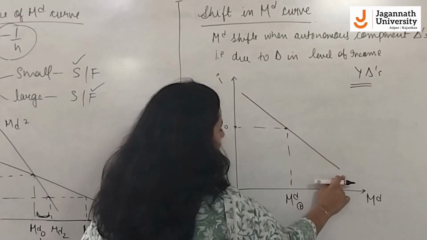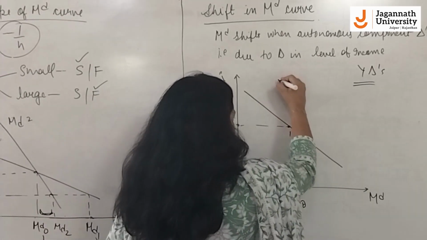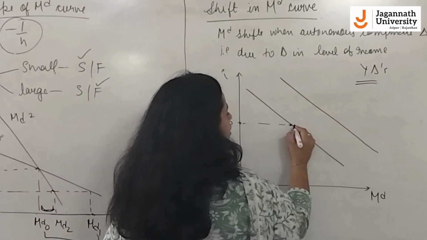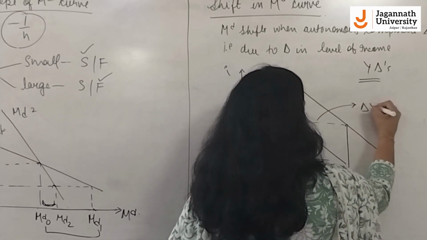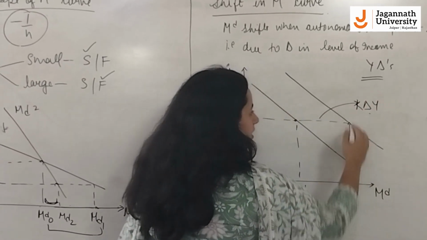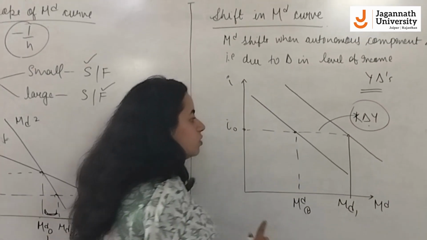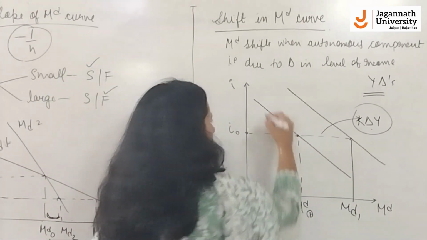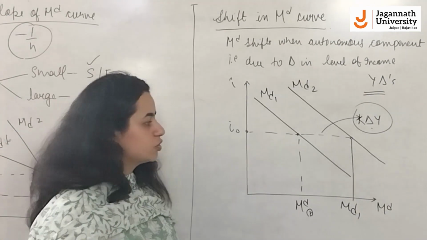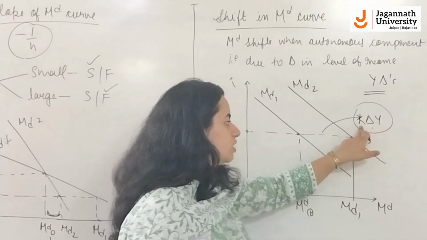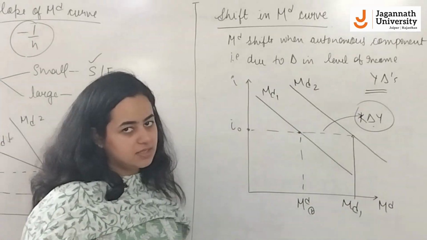Let this be the initial curve with the initial interest rate and the initial money demand. When Y changes or increases, the curve shifts right. So this is delta Y, and K into delta Y is the change. This becomes MD2. So the MD curve shifts from MD1 to MD2 due to a change in the autonomous component, which is Y. K into delta Y is this amount of change that has taken place.